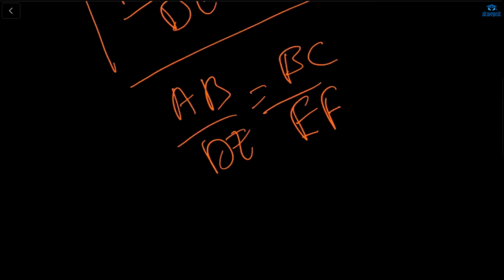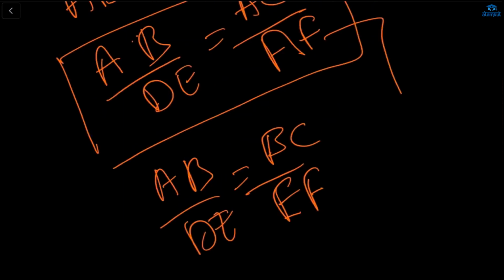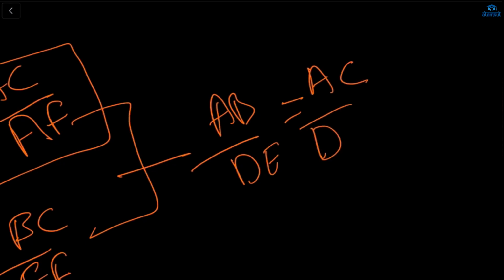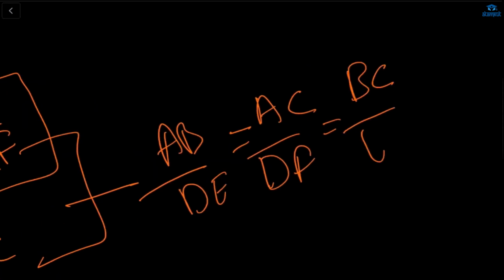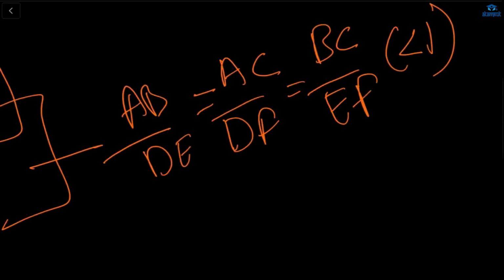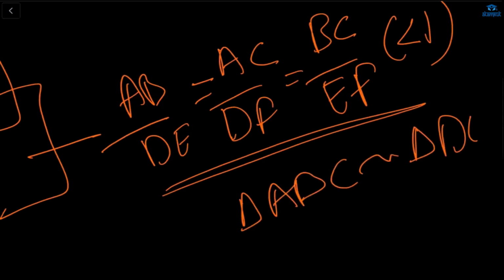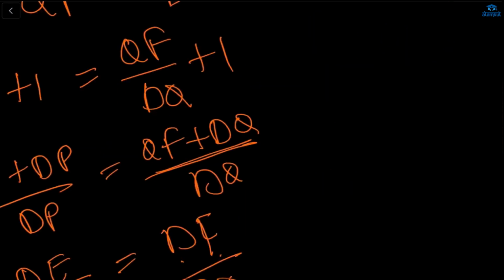So if you combine both these equations, then what you get is that all the sides are in proportion. That is AB by DE is equal to AC by DF is equal to BC by EF. Since the angles are already equal and the sides are in ratio, that means triangle ABC is similar to triangle DEF. Anybody any issue in this?